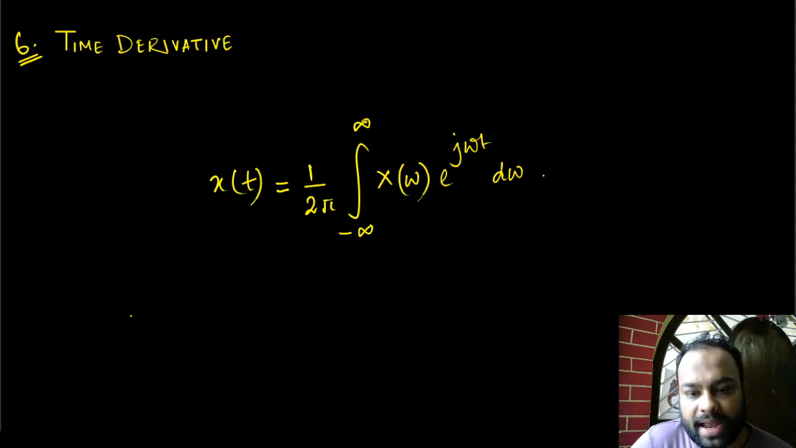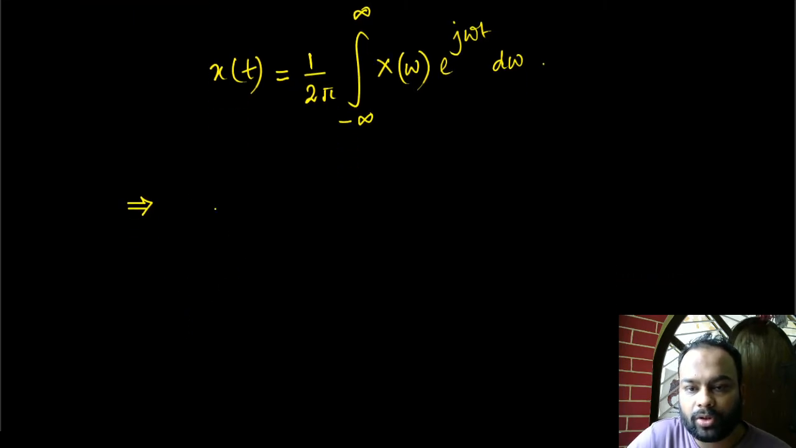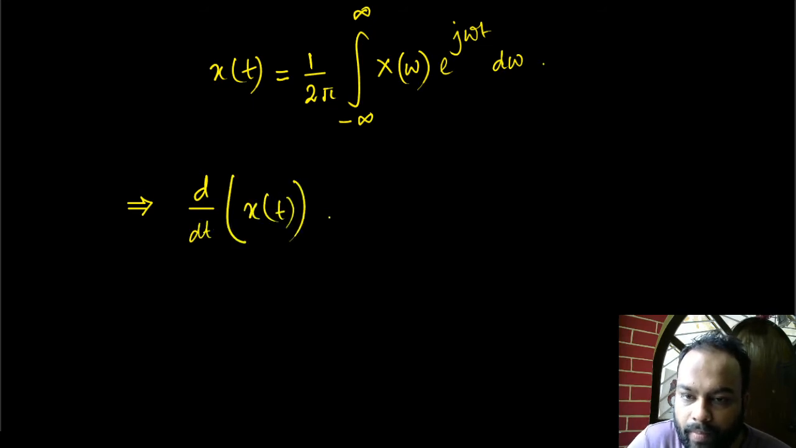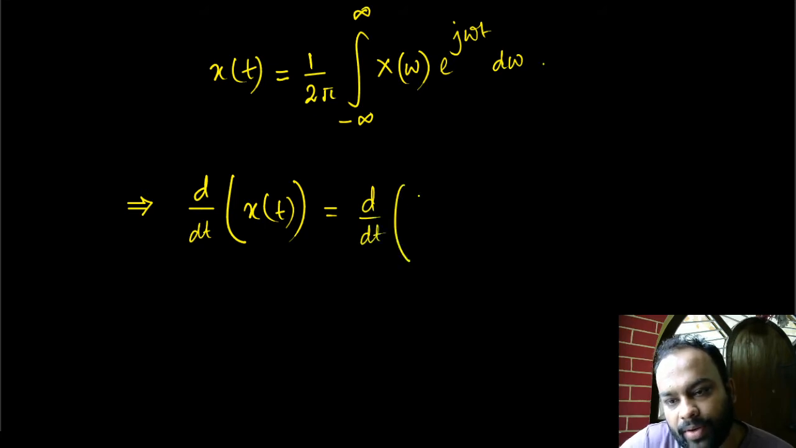So what I mean is that what if I differentiate everything with respect to t, right? So if I do that, then I get a d/dt on the left hand side, and I also get a d/dt on the right hand side.